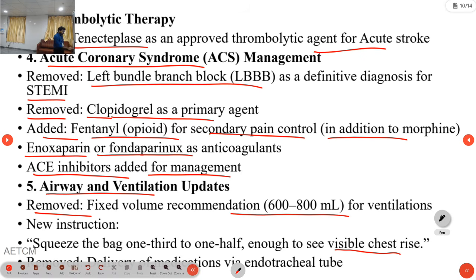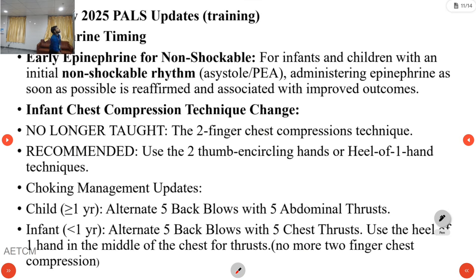Then next thing, a few key 2025 PALS updates. So epinephrine timing: early epinephrine for non-shockable rhythms. We know we have two non-shockable rhythms of cardiac arrest, that is asystole and pulseless electrical activity. So for infants and children with an initial non-shockable rhythm, that is asystole or PEA, administration of epinephrine as soon as possible is reaffirmed and associated with improved outcomes.